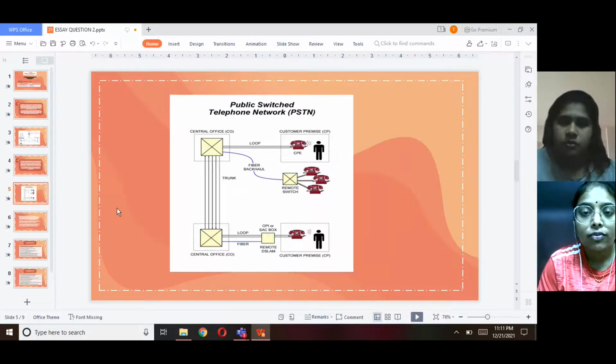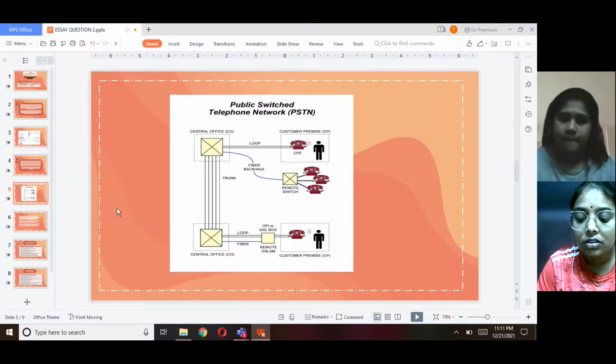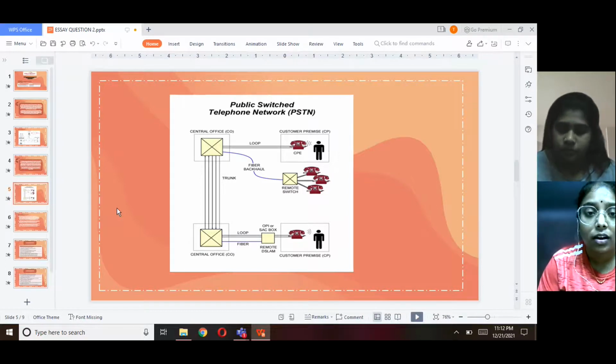So, the public switched telephone network architecture. The traditional PSTN has a hierarchical architecture in a star structure. The individual subscriber lines are connected to a local exchange, which communicates with trunk exchanges as well as main and central exchanges. The lines within a local exchange typically have the same area code.